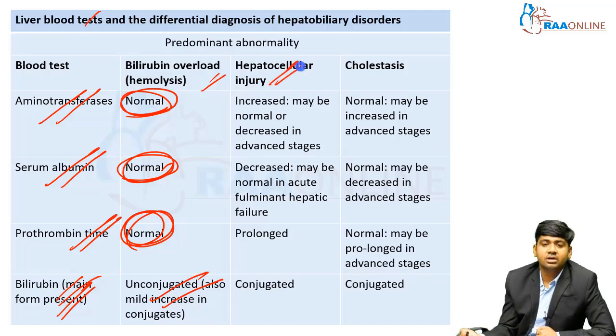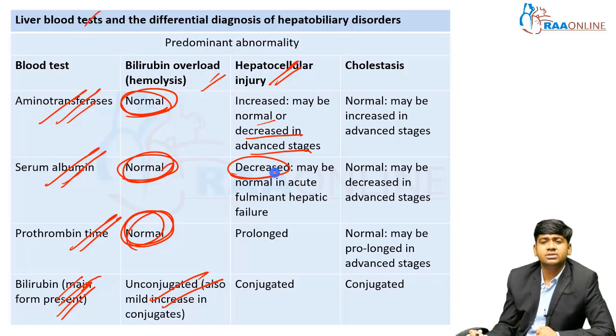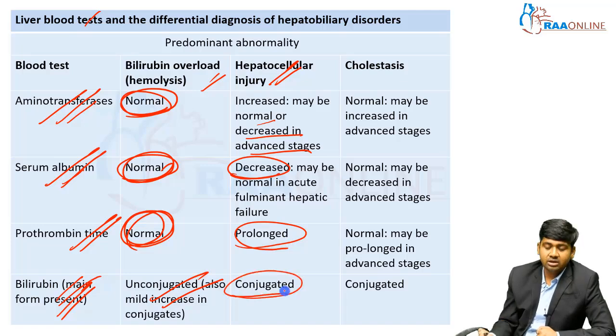When there is hepatocellular injury, the aminotransferase enzymes will be raised, maybe normal or decreased in the advanced stages. Serum albumin will decrease because the liver synthesizes albumin. Prothrombin time becomes prolonged because there will be a decrease in the coagulation factors, mostly II, VII, IX, X, and different coagulation factors. So the prothrombin time will be prolonged, and the fraction of the conjugated bilirubin will go on increasing.